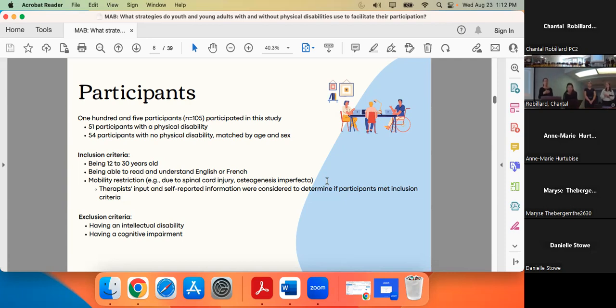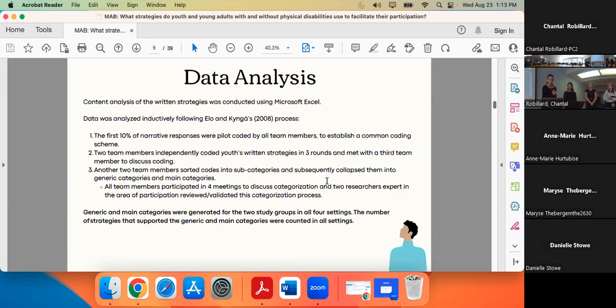To be included in the study, participants had to be between the ages of 12 to 30. They had to be able to read and understand English or French, and they had to have a mobility restriction. This was an inclusion criterion that was specific to the youth with physical disabilities. And participants with intellectual disability or cognitive impairments were excluded.